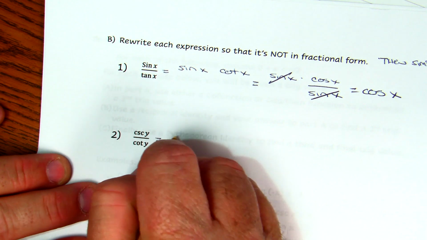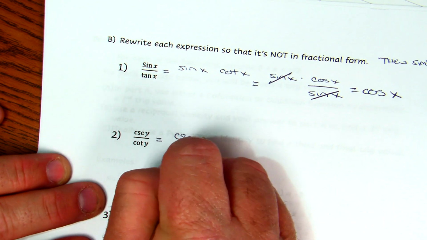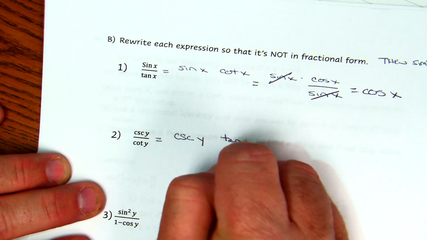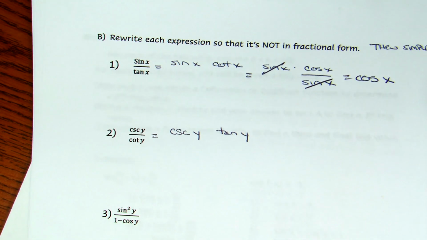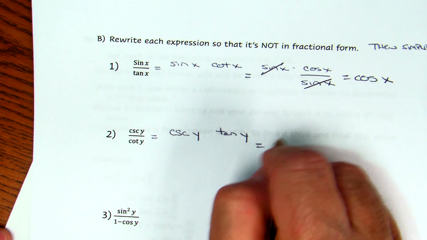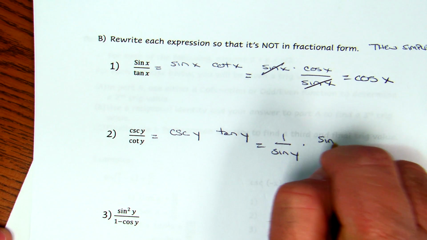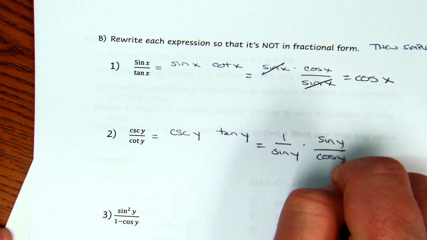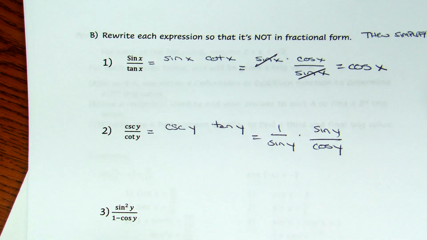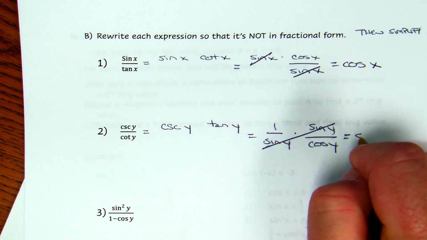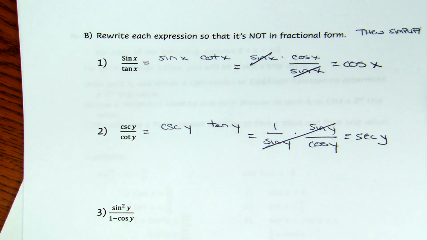Cosecant y, cotangent y becomes cosecant y, tangent y. Everybody good with that? Cosecant y is 1 over sine y. Tangent y is sine y over cosine y. The sine y's are going to cancel out, leaving you with 1 over cosine y, which is equivalent to secant y.